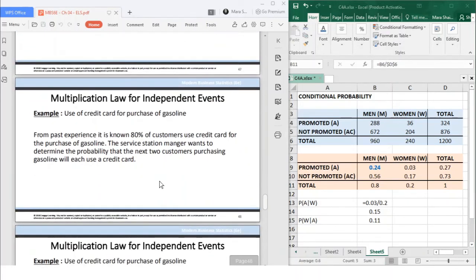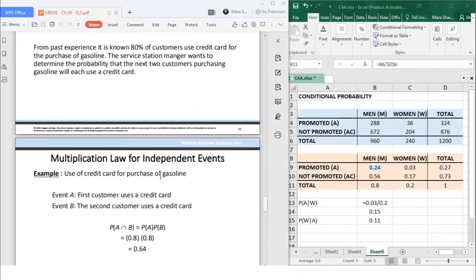So, we have here an example. For instance, you use a credit card for the purchase of gasoline. Now, from past experience, it is known that 80% of customers use a credit card for the purchase of gasoline. Now, the service station manager wants to determine the probability that the next two customers purchasing gasoline will each use a credit card.